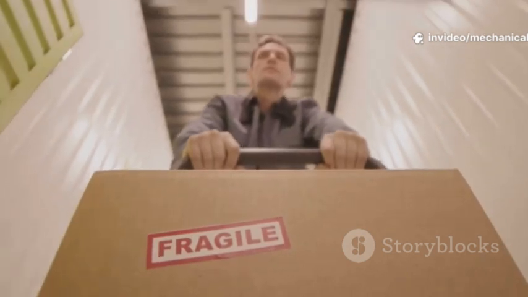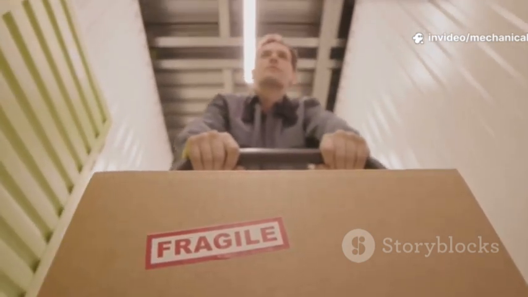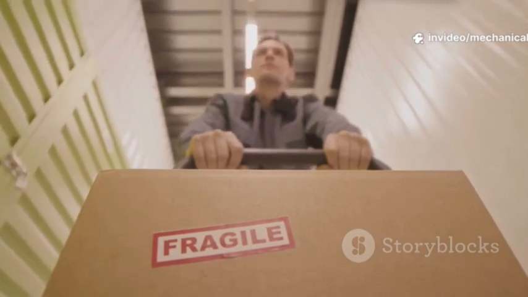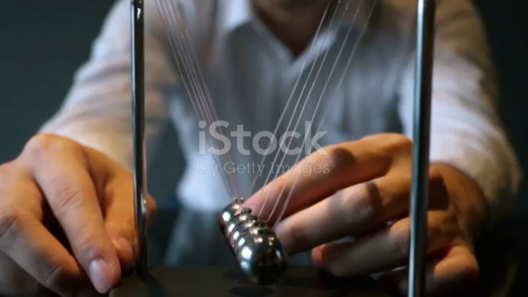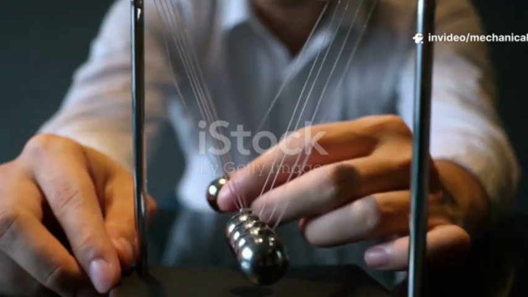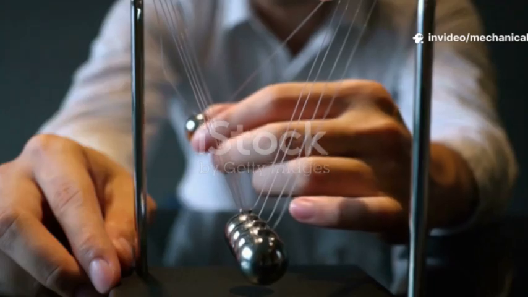Ever tried pushing a heavy box across the floor and felt it stubbornly resist your efforts? It feels like something is pushing back, doesn't it? That's a battle of forces, a constant tug-of-war happening right before your eyes. A force, in its simplest form, is simply a push or a pull. It's an interaction that can change an object's motion.